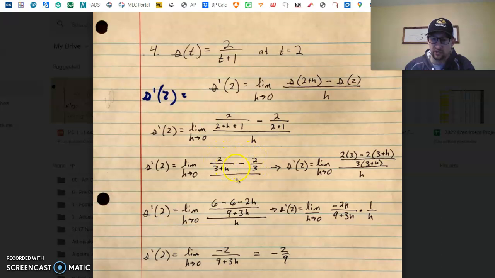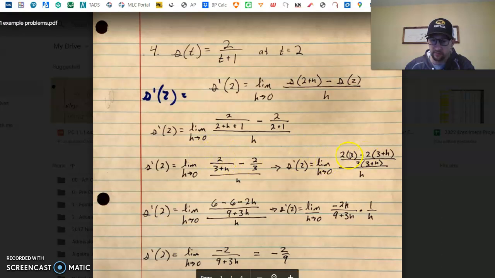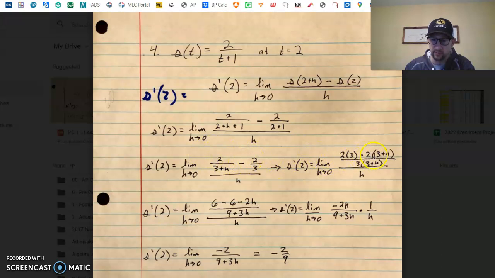The next step, I'm going to take these two rational expressions, these two fractions, and combine them over a like denominator. That's what you see happening over here. I multiply this fraction by 3 over 3. I multiply this fraction by 3 plus h over 3 plus h, which gives me a common denominator of 3 times 3 plus h. The 2 over here gets multiplied by 3. This negative 2 gets multiplied by 3 plus h. All of this fraction is still over h.